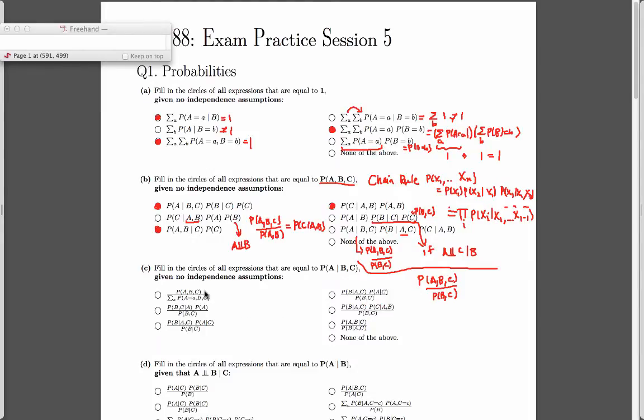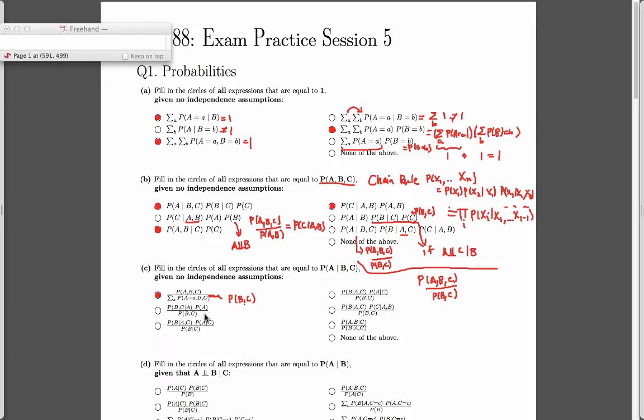So if we look at this first expression, the numerator is obviously correct. The denominator, on the other hand, is summing over A and has the joint probability over A and B and C on the inside of that summation. So when you sum over A, that's the same as marginalizing out A. So the result is that you get the probability of B and C on the bottom, and A is eliminated. So therefore, probability of A, B, and C divided by probability of B and C gives us the correct answer, without making any additional independence assumptions.